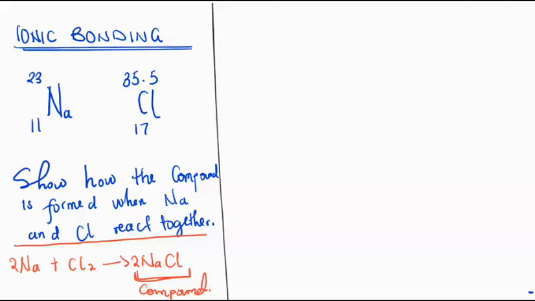So of course we are going to use the dot and cross representation. That's what we're going to use. So how do we do this?